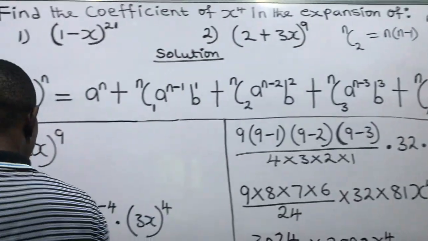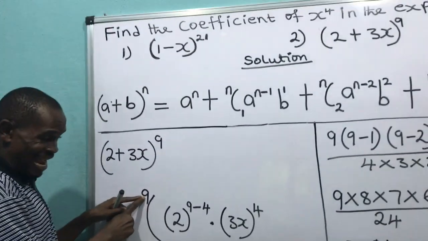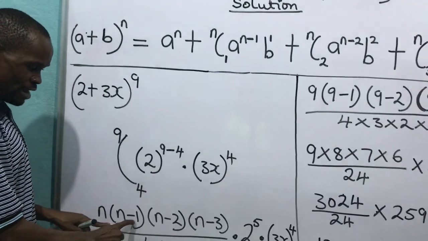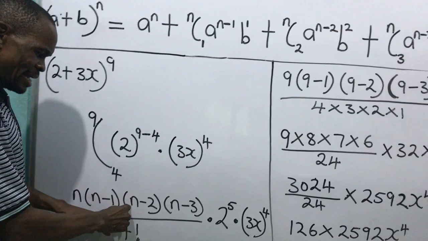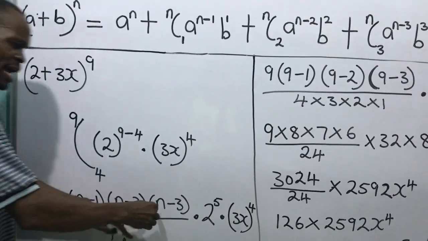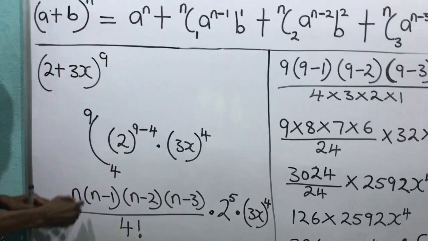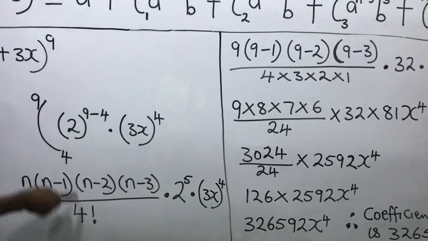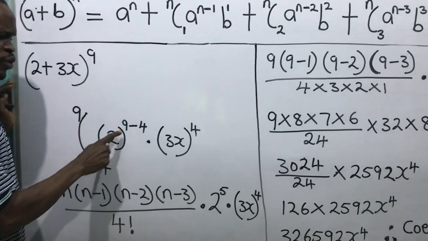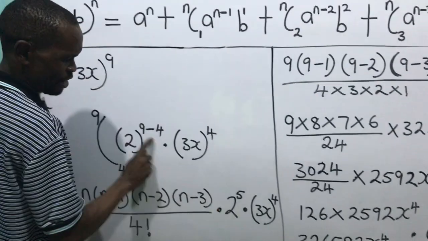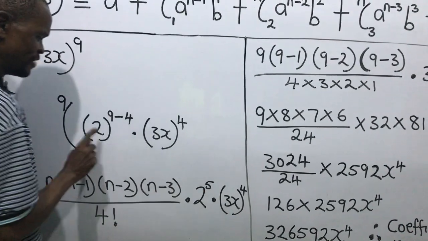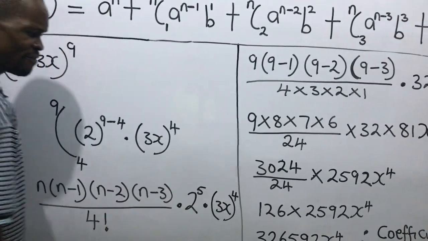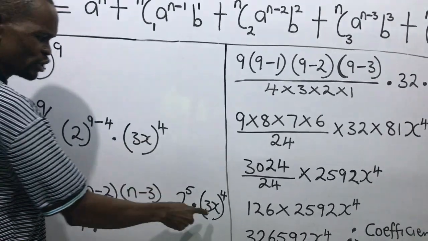Therefore, I have n, which is 9. N is 9, choosing 4, meaning n into n minus 1, n minus 2, n minus 3, which is 4. Count it now: 1, 2, 3, 4, over 4 factorial. Then 2 raised to the power 9 minus 4 will give me 5. That means 2 raised to the power 5, and this (3x) all raised to the power 4.